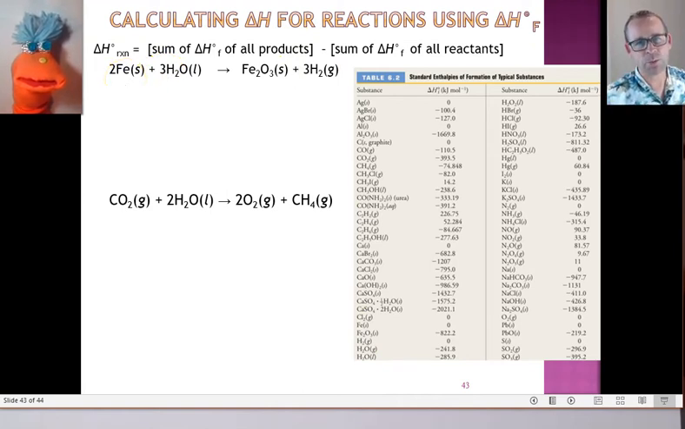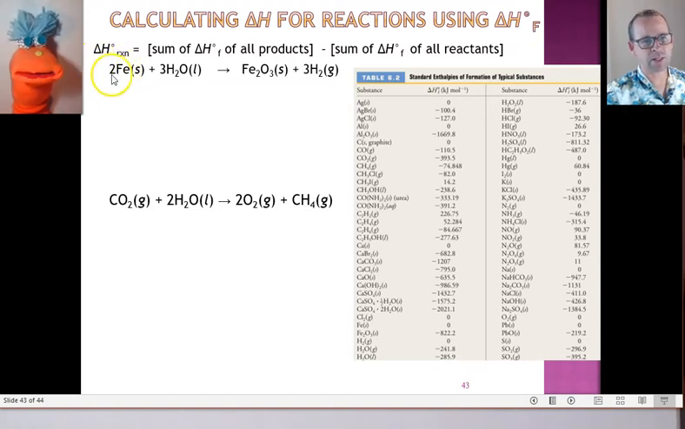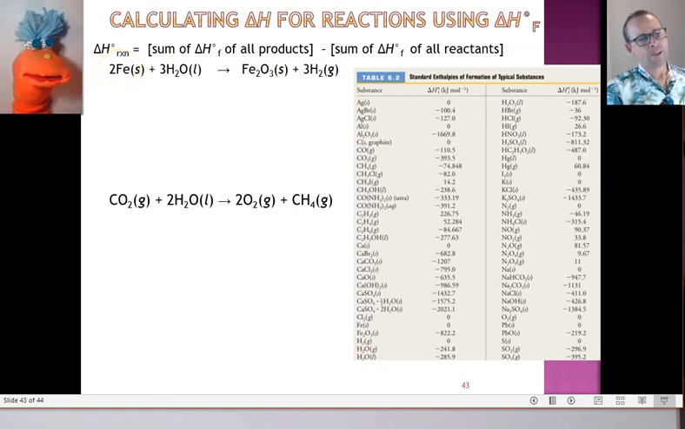Now, if it's an element, the delta H of formation will be 0, because with elements, the way they come naturally, you don't gain or lose energy just to get that element, right? Iron comes as solid iron. Hydrogen comes as hydrogen gas. So we don't get credit for making that hydrogen gas or making the interactions occurring in that iron solid, all right?